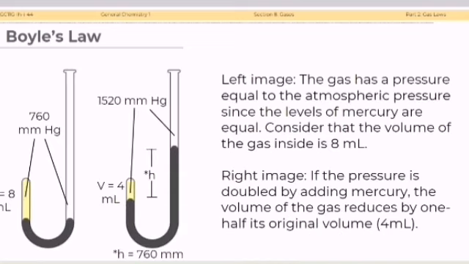As you can see on the left image, the gas has a pressure equal to the atmospheric pressure, since the levels of mercury are equal. Consider that the volume of the gas inside is 8 mL. In the right image, the pressure is doubled by adding mercury. The volume of the gas reduces to 1/2 of its original volume, which is 4 mL.